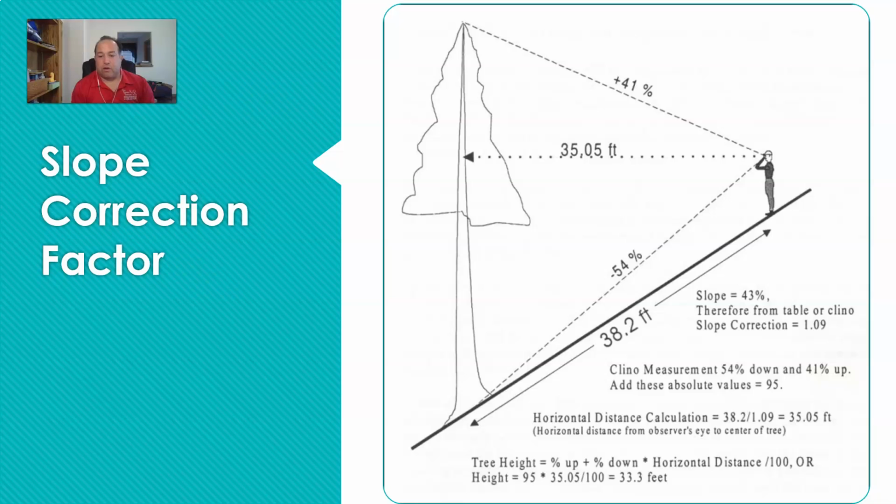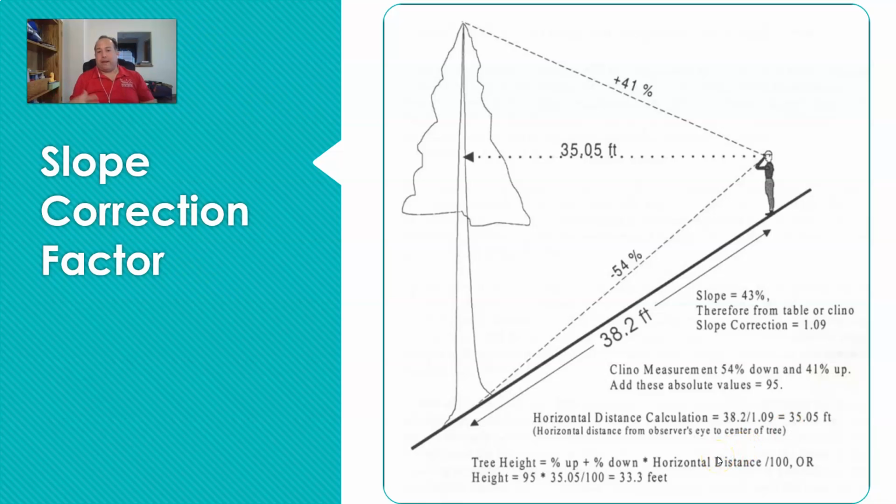And so for your horizontal distance calculation, we have to adjust for our slope factor. So we had 38.2 feet. We divide that by 1.09, so our horizontal distance is actually 35.05 feet.